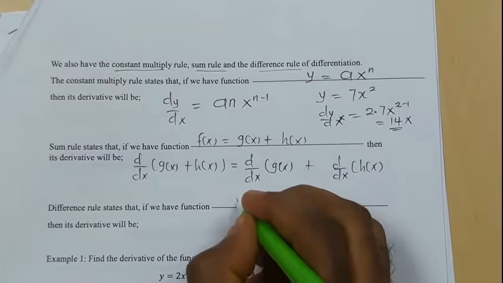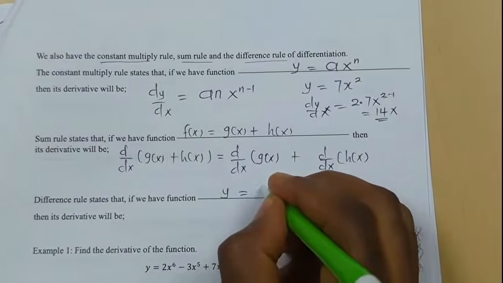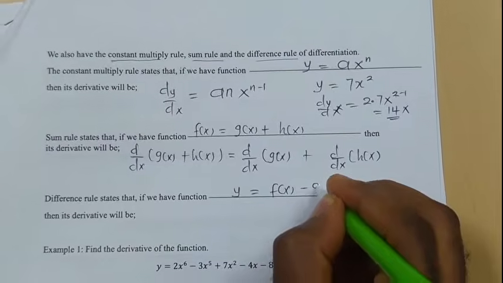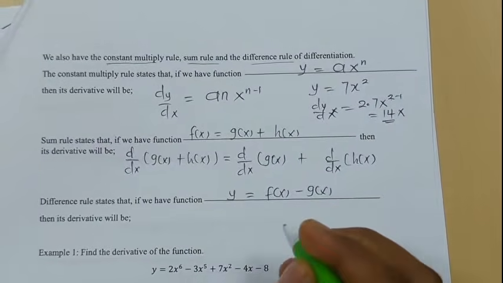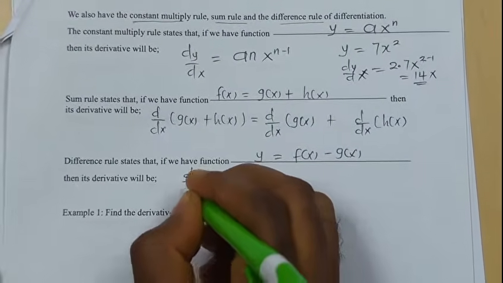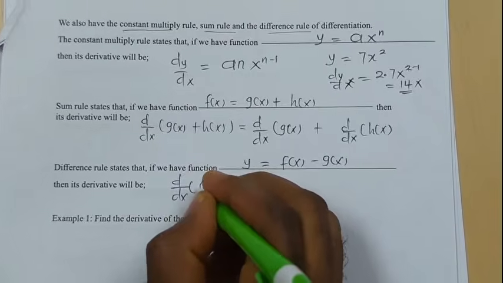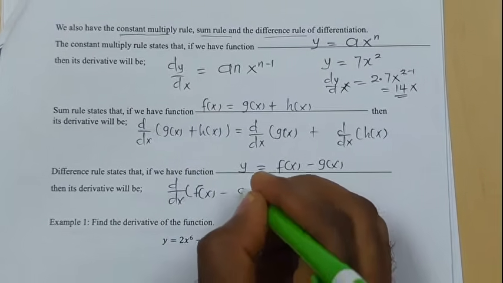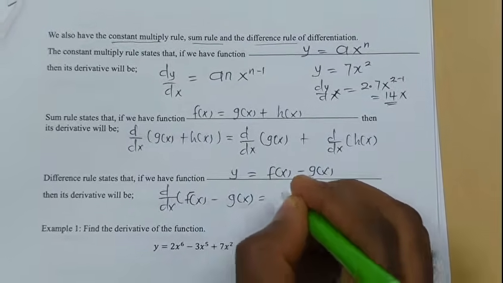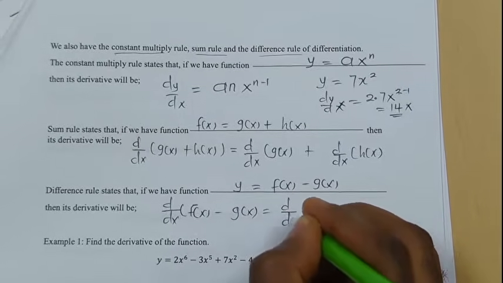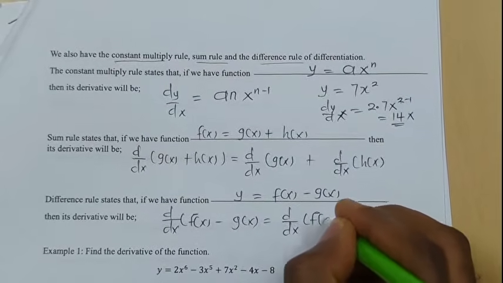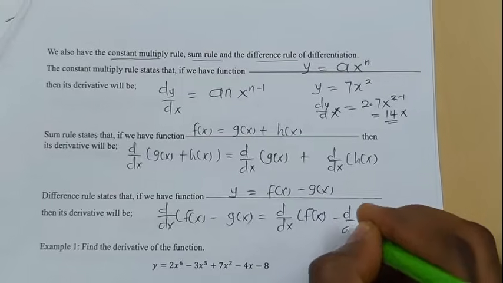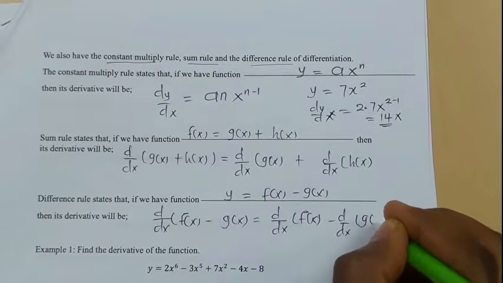If we have a function y is equal to maybe f of x minus g of x, then the derivative of this function, that's d over dx of f of x minus g of x, will just be equal to d over dx of f of x minus d over dx of g of x.